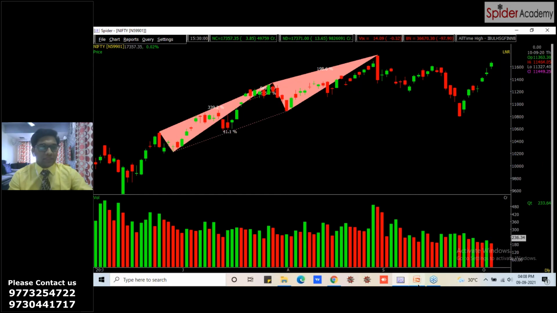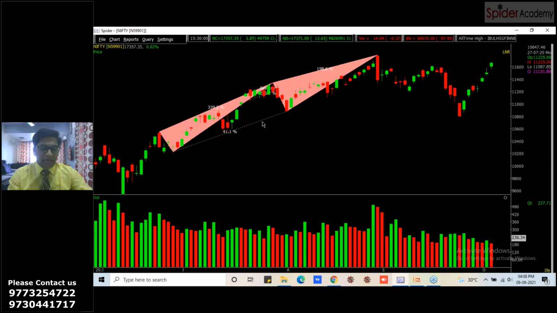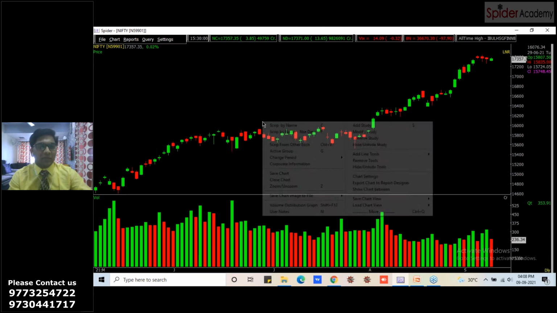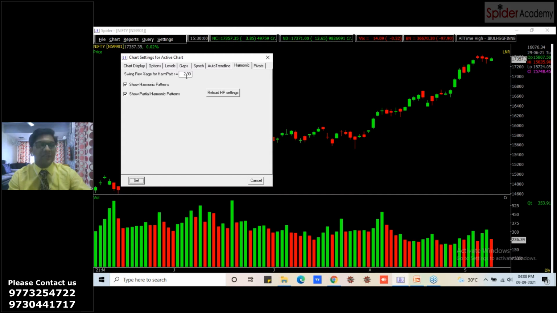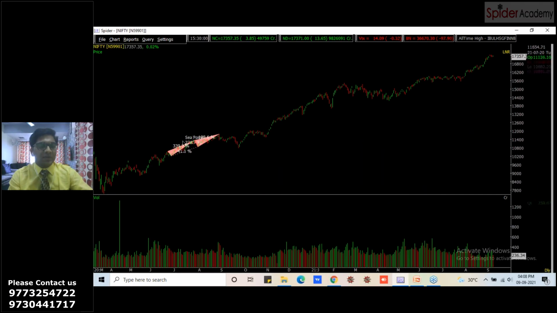Now we move on to the next slide. In the next slide: how to enable these harmonic patterns in Spider software? It's very simple. We move to the charts, right-click on the charts, and go to chart settings. Here we have a separate tab for harmonic. As I click on harmonic, we can see the swing reversal percentage, so we can specify whichever percentage we want. Then we select show harmonic pattern and show partial harmonic pattern, and simply click on set. Wherever a harmonic pattern has been formed, it will be highlighted in these formations.